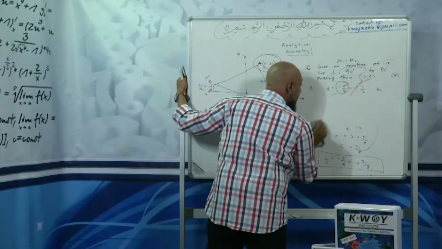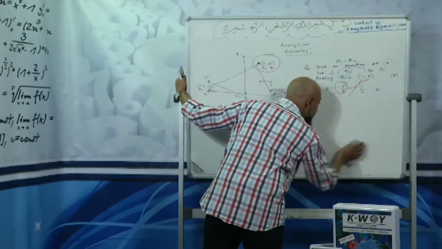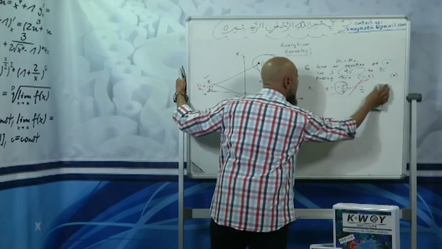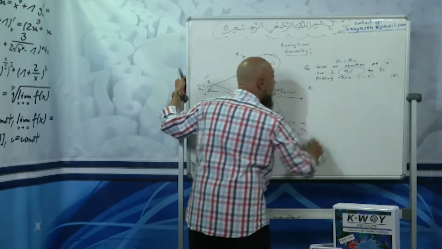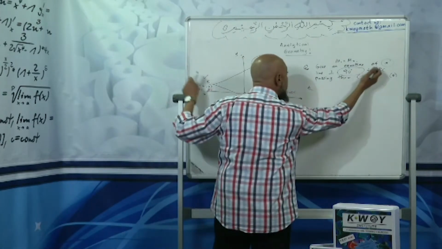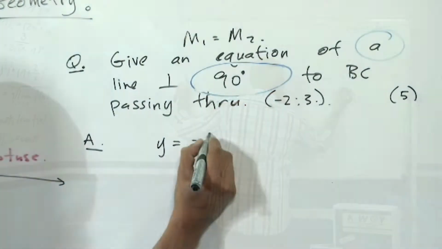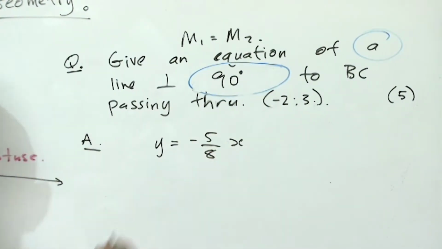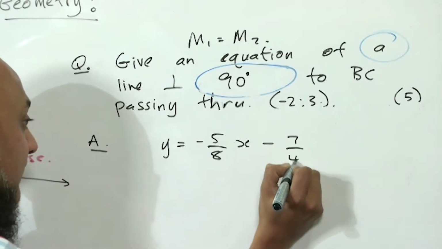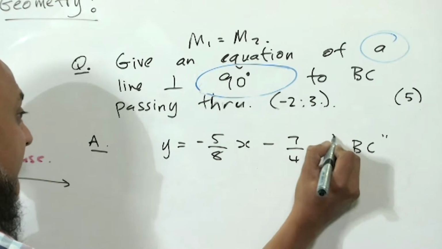So again, the line that's in question is line BC. So here goes, we're keeping BC there. Y is equal to -5 over 8x. Line BC, what do we have? -7 over 4. That is BC's equation.